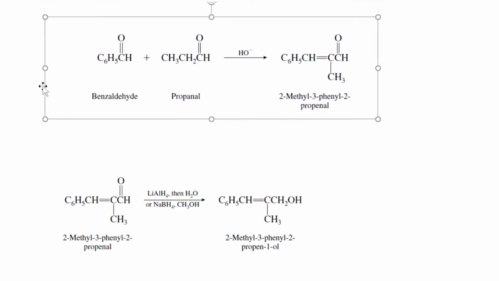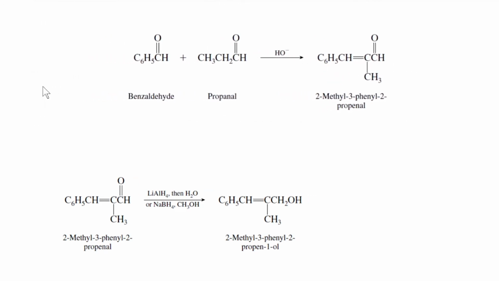So what we can do is when we add benzaldehyde and propanol, this doesn't have an enolizable hydrogen. So this is the enolate that's going to be produced. And then the enolate reacts with benzaldehyde to give you this product.